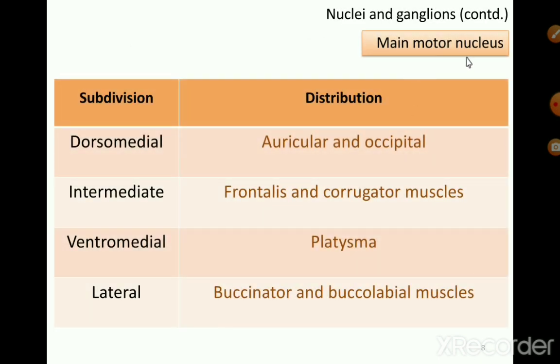The main motor nucleus has subdivisions, and each subdivision has a different function in a different group of muscles. The dorsomedial supplies the auricular and occipital muscles. Intermediate supplies the frontalis and corrugator muscles. Ventromedial supplies the platysma muscle, and lateral supplies the buccinator and buccolabial muscles.